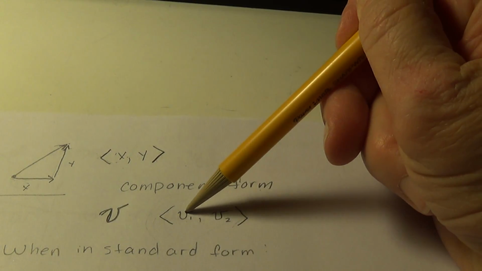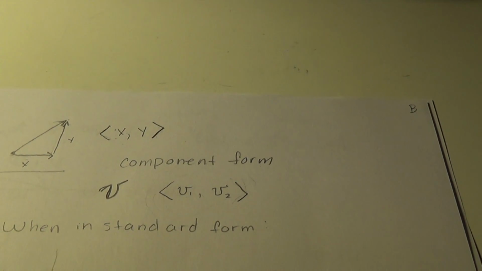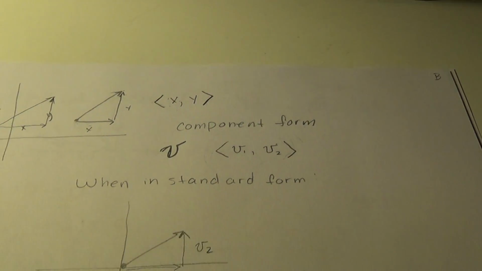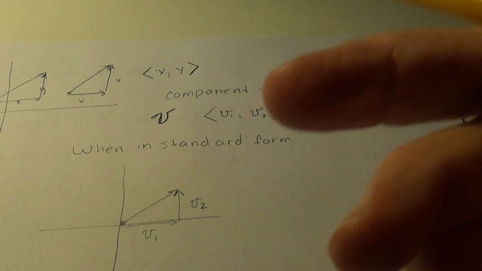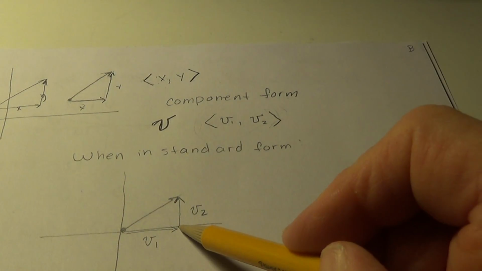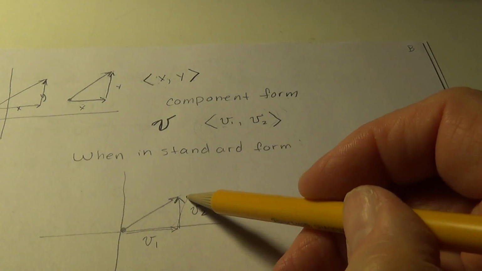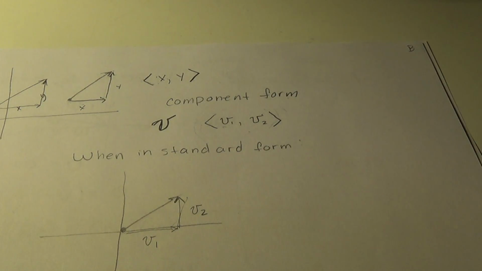And this is the x part, this is the y part. So when a vector is in standard form, we talked about that, it's when its initial point is at the origin. Here's what the x component would look like, and this is what the y component would look like.